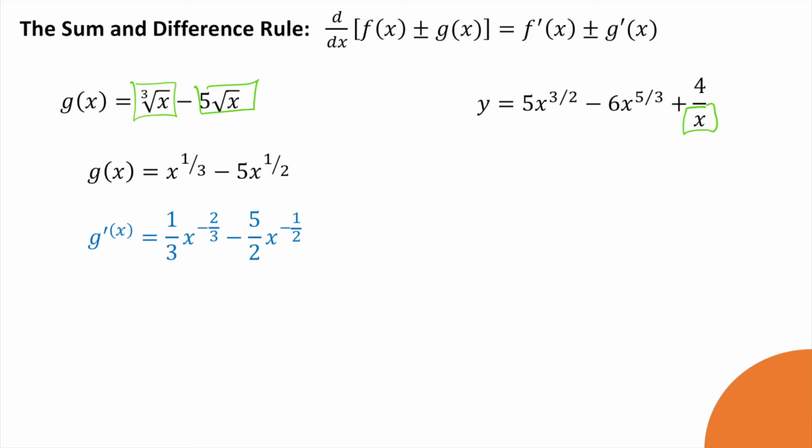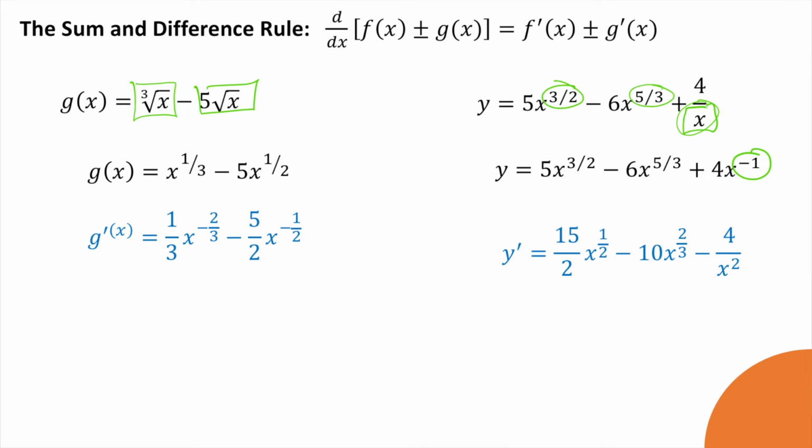And then for the y equals, we already had fractional exponents here, but I rewrote the x on the bottom as an x to the negative 1 and then took the derivative of each of those. Now, where did 4 over x squared come from? Let's slow roll that down here. So 4x to the negative 1.